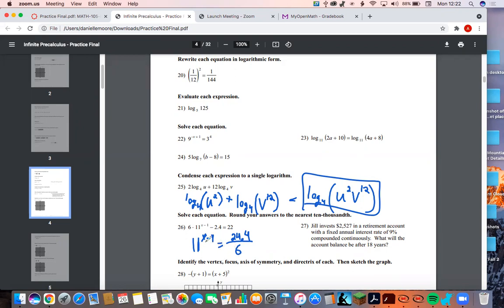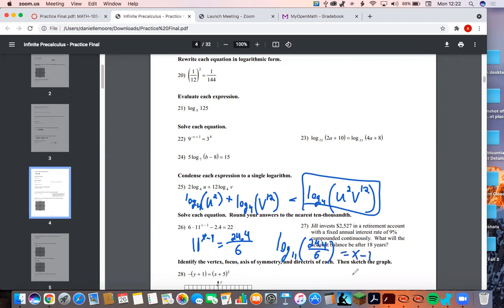Anyway, so then from there, some people will take a natural log of both sides at this point. I like to just translate it into logarithmic form. And so this would be log base 11 of this equals that. Remember, log base this of that equals the power. So now we have log base 11 of 24.4 over 6 equals x minus 1.